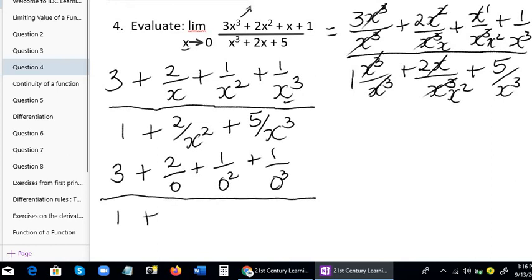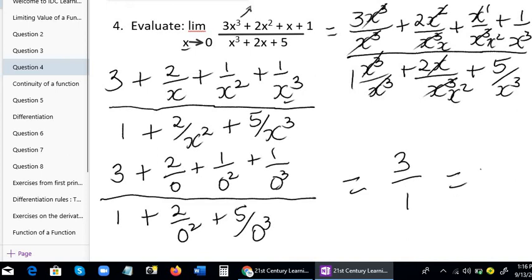Do the same for the denominator: 1 plus 2 over 0 squared plus 5 over 0 cubed. Whatever you divide by 0 is 0. So 2 divided by 0 is 0. 1 divided by 0 is 0. 1 divided by 0 is 0. The same thing goes for the denominator. So we'll be left with 3 over 1, which is the same thing as 3.